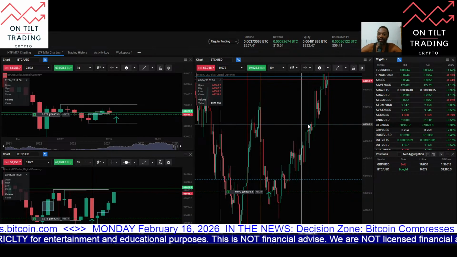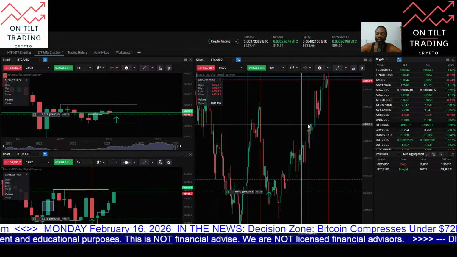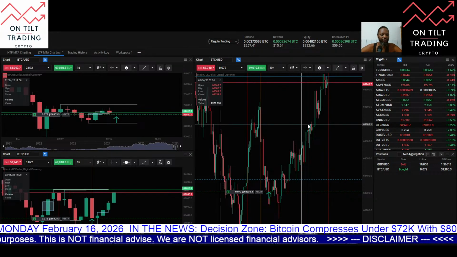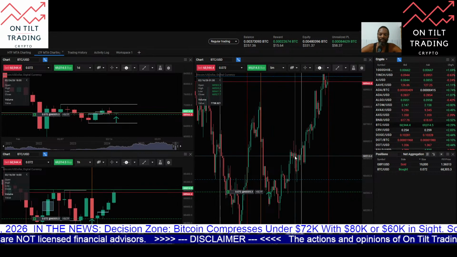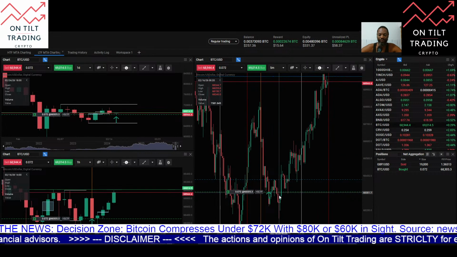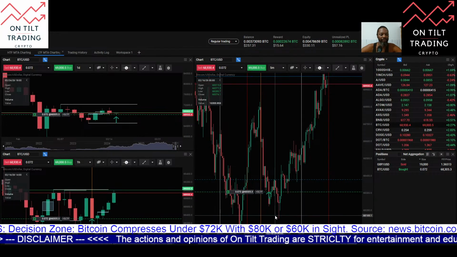But depending on how price action is, that could change. But so far, both of them are headed in the target direction, and if all goes well, to take profit on both of these today.